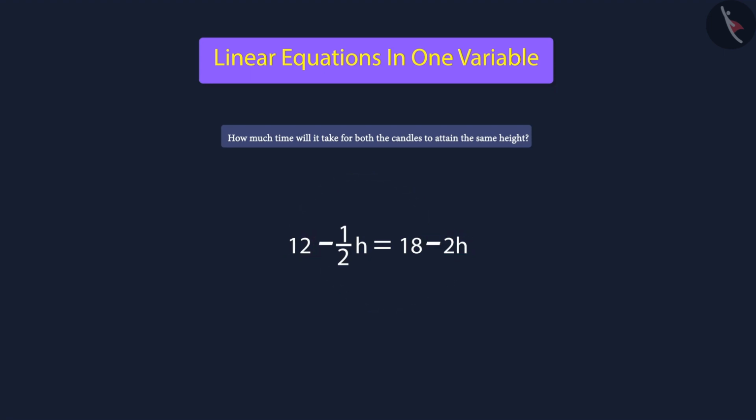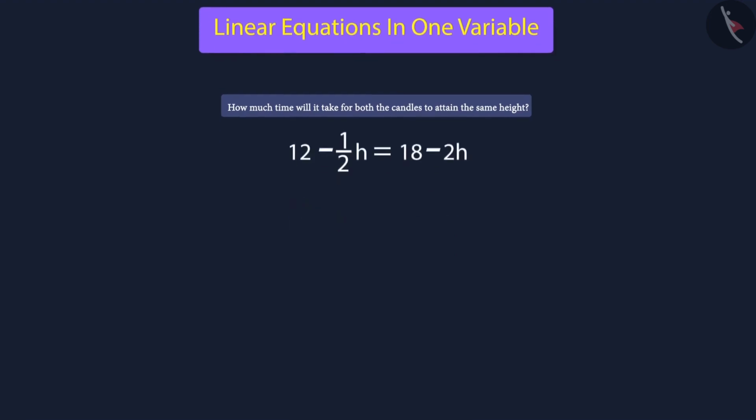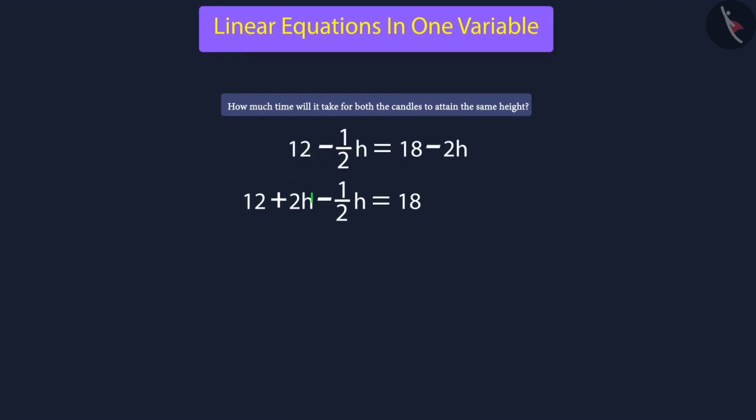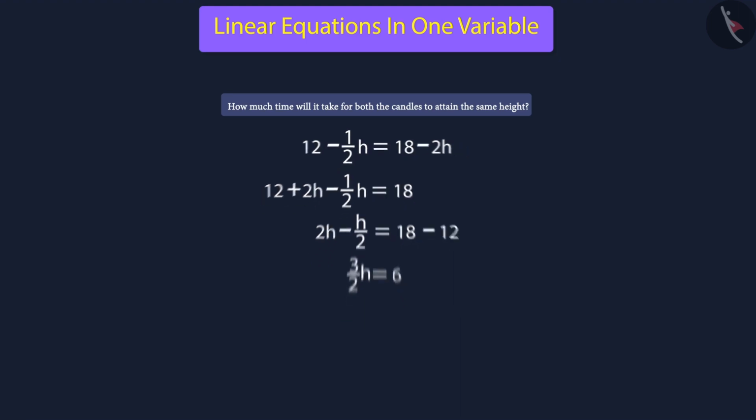So, when we move the negative 2h to the left, it will become positive 2h. Next, we must move 12 to the right side of the equation. So, the positive 12 that has been moved to the right will become negative 12. Now, after subtracting these two terms, we will get this equation. Since 3/2 is multiplied by h, we must remove 2 from the denominator and multiply both sides of the equation by 2.